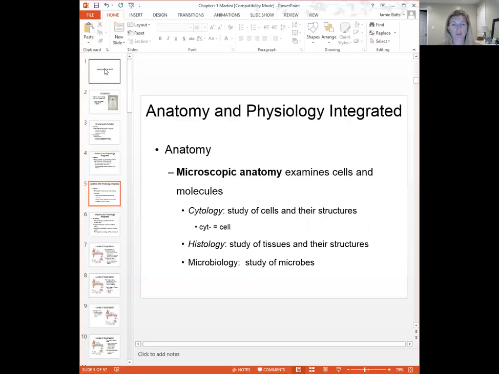So a lot of people assume that in A&P, we're just looking at big stuff, but we're actually looking at a lot of little stuff. And it's actually the little stuff that makes it possible for all the big stuff to do what it does. So all of those cells are very specialized, as we'll see in chapter 4 especially. So those cells are specialized to give those larger structures their characteristics. So we have things like histology and cytology and microbiology all coming from this area of science.